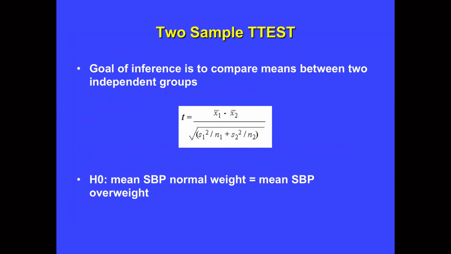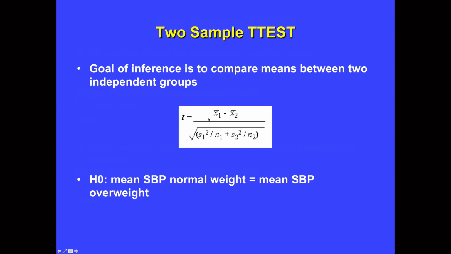Now we'll move on to two-sample t-test. And with the two-sample t-test, the goal of the inference is to compare means between two independent groups. And in the context of epidemiology, usually those groups are defined by some exposure of interest or some treatment of interest, depending on your study design. So for example, if we're interested in the relationship between body composition and systolic blood pressure, we could create a variable that corresponds to being normal weight or overweight, and then compare mean systolic blood pressures among individuals in our study who are normal weight and overweight.